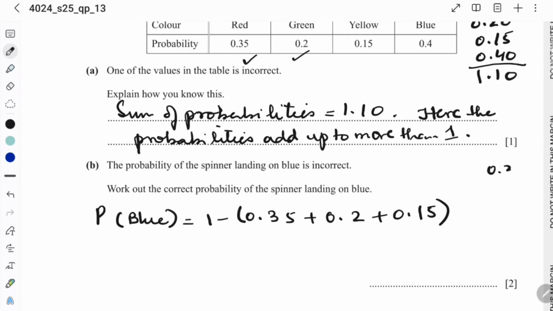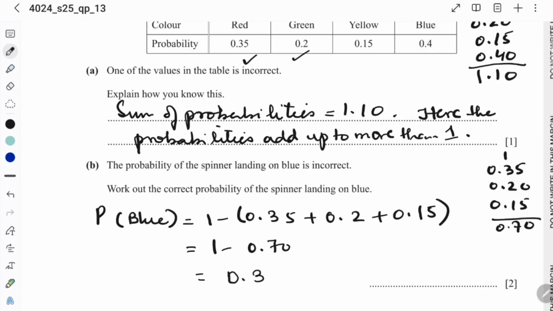So just calculate what is 0.35, 0.20, and 0.15. So this is 5 and 5, 10, and then it will become 3, 2, 5, 6, and 7, because it was 1 here. So 1 minus 0.7 or 0.70, it is equal to 0.3. So that is 0.3 answer, and it is a 2 marks question.